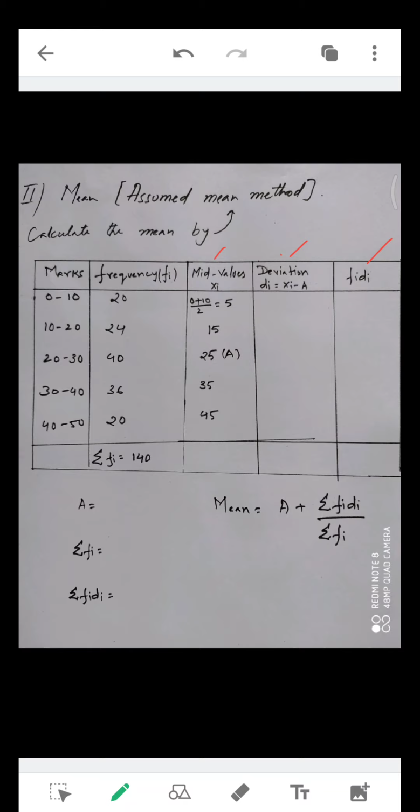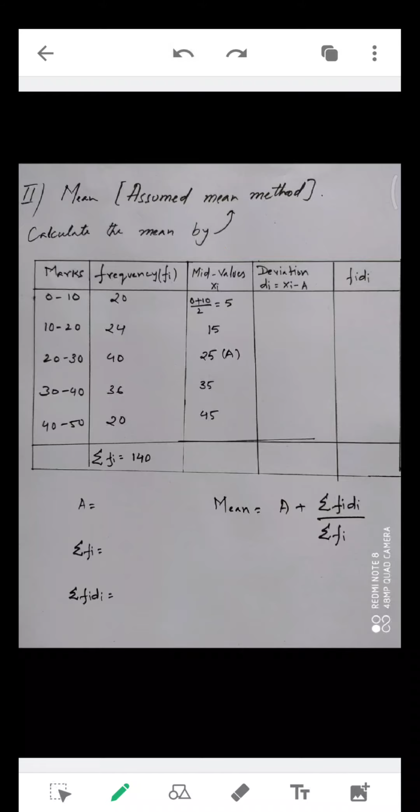So the mid value of this class is 0 plus 10 by 2, that is 5. Then the mid value of this class is 10 plus 20, that is 30 by 2, is 15. So it goes on: 20 plus 30 is 50, 50 by 2 is 25. This way we find the mid values of all the classes. After finding the mid values, let's go to the formula.